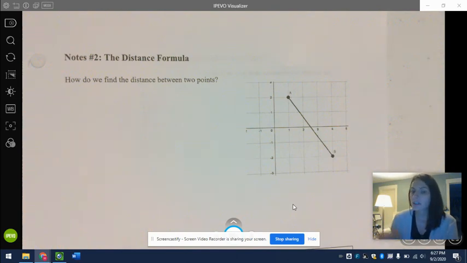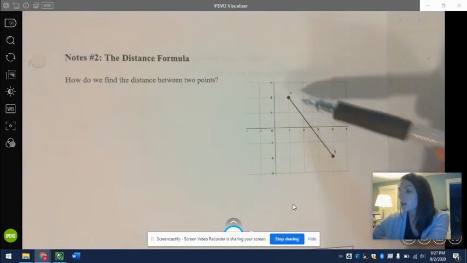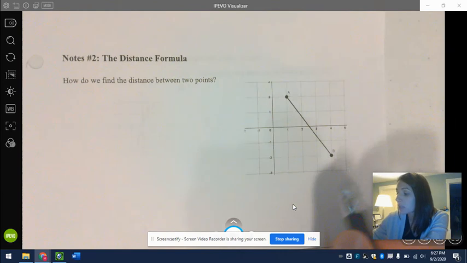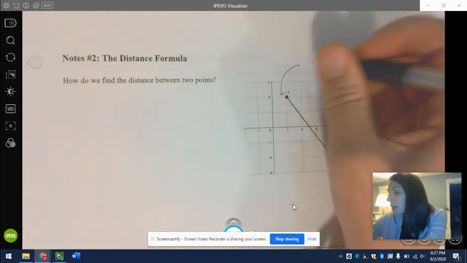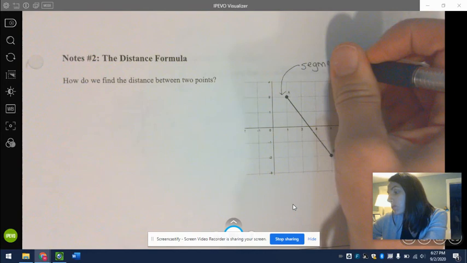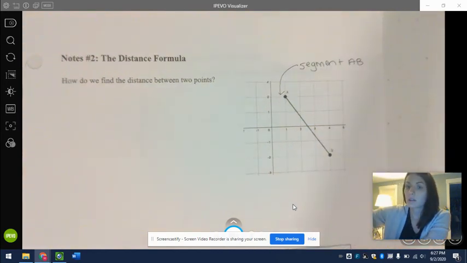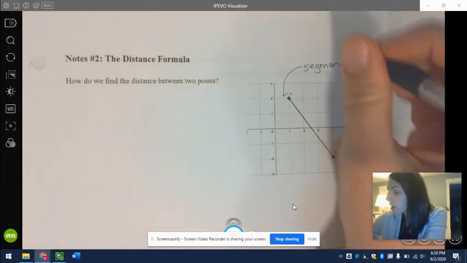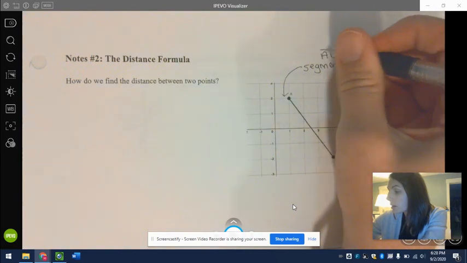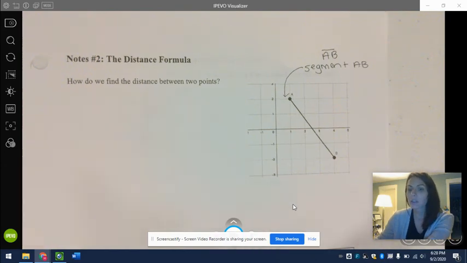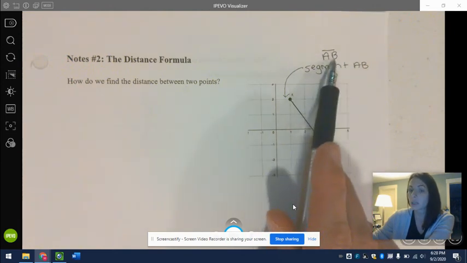So when I look at this segment on the graph, first of all, we haven't quite gotten to labeling yet, but I can call this segment AB. In some of the practice problems, you may see "find the distance of segment AB" or "find the distance of AB."